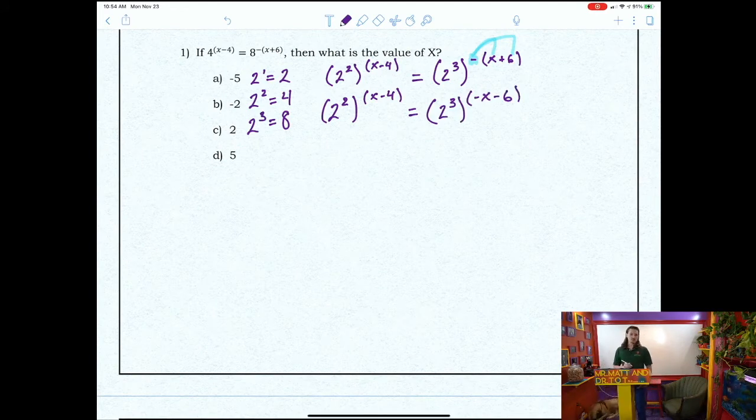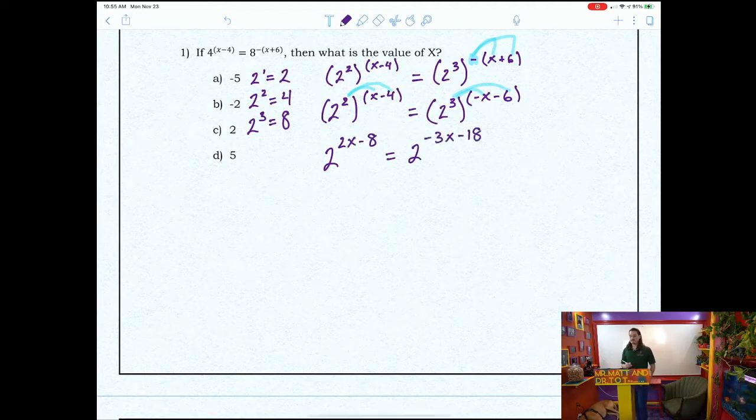Now I have powers of powers on both sides. I have exponents of 2 and the quantity x minus 4 on the left. I have exponents of 3 and the quantity negative x minus 6 on the right. So I can multiply. Again, you need to make sure that you distribute within these parentheses. So the 2 and the 3 need to go to both values inside the parentheses. So then we're going to have 2 raised to the 2x minus 8 power is equal to 2 to the negative 3x minus 18 power.